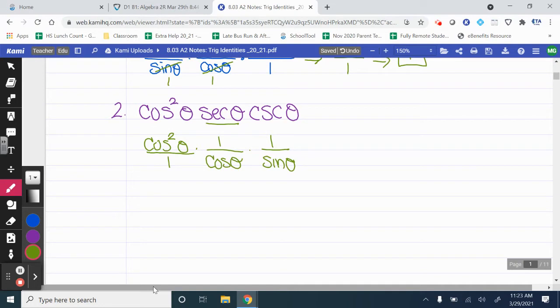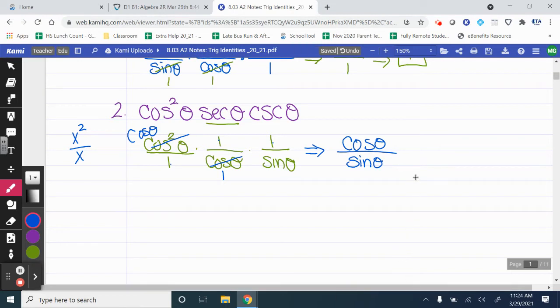Now I'm going to try and cross reduce. I see a cosine squared up here in the numerator and a cosine theta in the denominator. If I have 2 in the numerator and 1 in the denominator, I still have 1 left in the numerator. It's like saying x squared over x would simplify to just an x in the numerator. There's really nothing else I can simplify here, so I'm going to multiply straight across the top. Cosine times 1 gives me cosine theta. And straight across the bottom, 1 times sine theta is sine theta. We want to try to rewrite these as a single trig function.